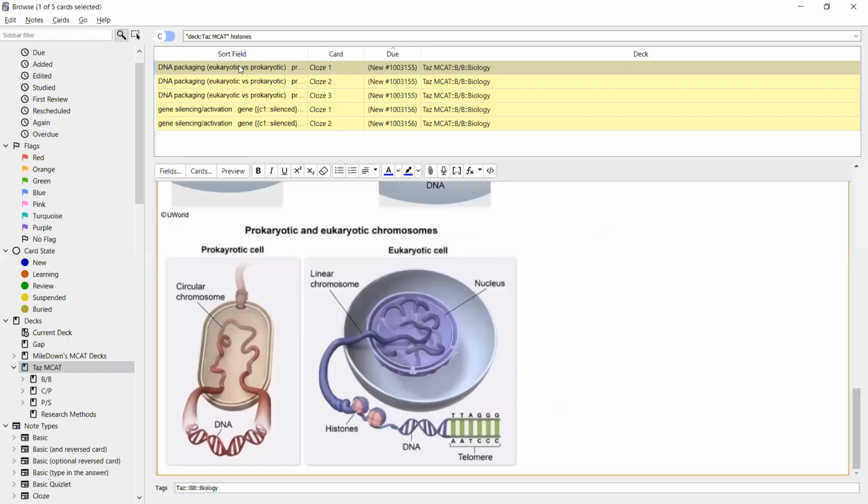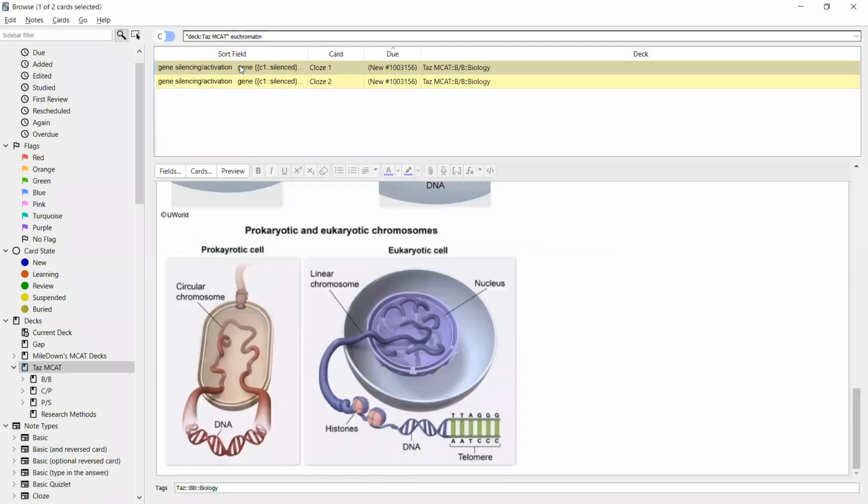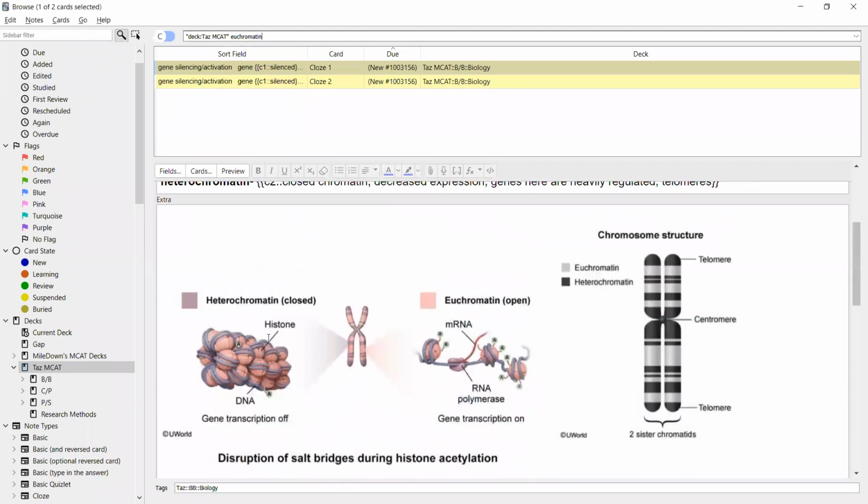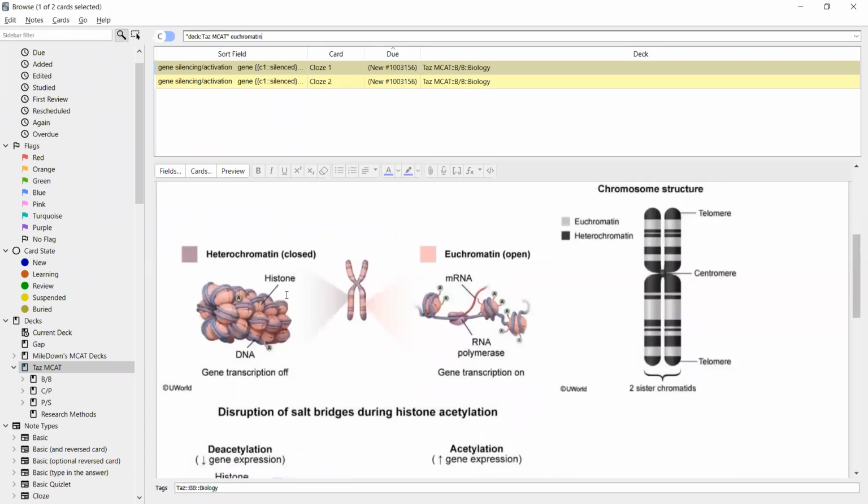So we talked a little bit about the difference in packing. Euchromatin is open, and heterochromatin is when they're very tightly bound. And we talked a little bit about methylation and acetylation and how they affect this. So euchromatin is open and available for transcription, and we can make RNA. Heterochromatin is not. And we can see here the chromosome.